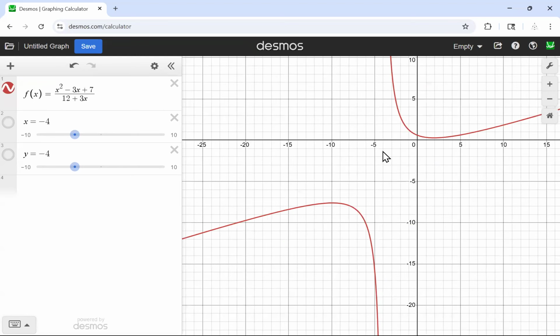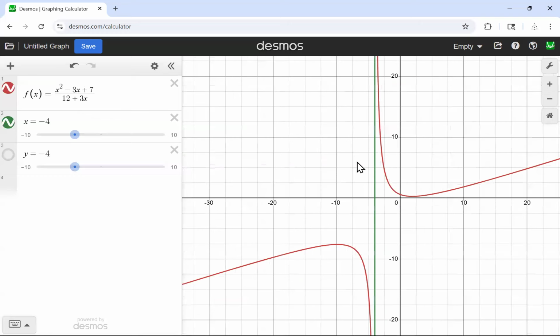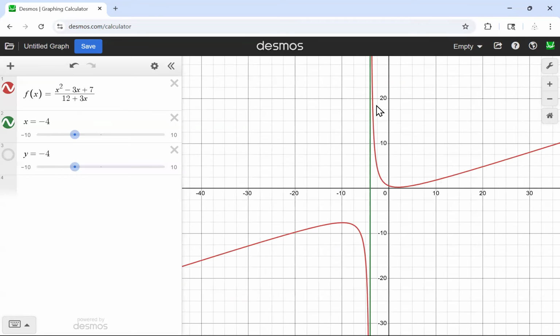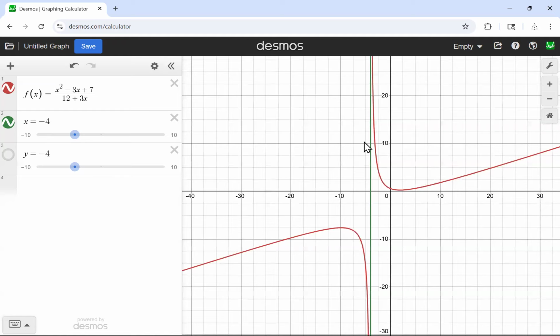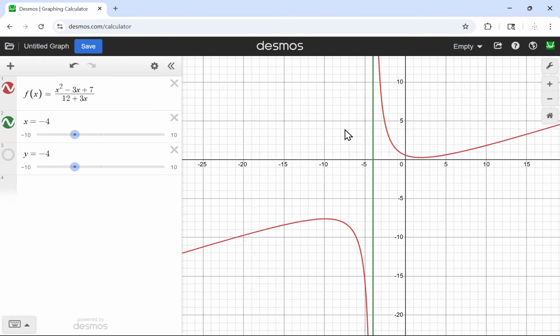But there is this place where x is negative 4, where on the right-hand side, the function shoots off towards positive infinity, and the y value shoots up towards positive infinity. And when you approach from the left-hand side, the y value shoots down towards negative infinity. So in this case, we see that we have a vertical asymptote, but no horizontal asymptote. And we get this picture.